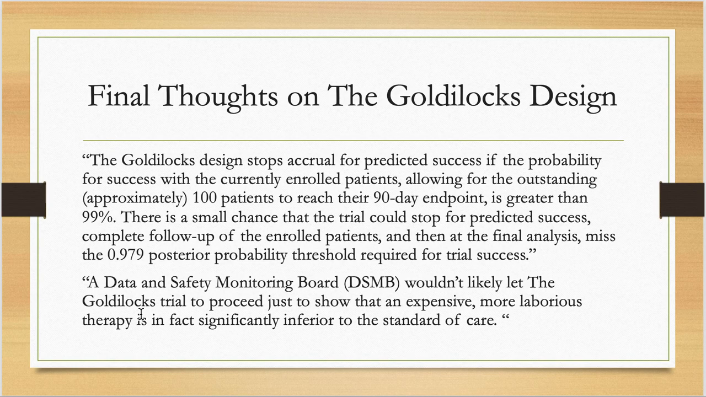So final thoughts on Goldilocks design. I use quotes because they said it best, the authors. The Goldilocks design stops accrual for predictive success if the probability for success with the currently enrolled patients, allowing for the outstanding approximately 100 patients to reach their 90-day endpoint, is greater than 99%. There is a small chance that the trial could stop for predicted success, complete follow-up of the enrolled patients, and then at the final analysis miss the 0.979 posterior probability threshold required for trial success.